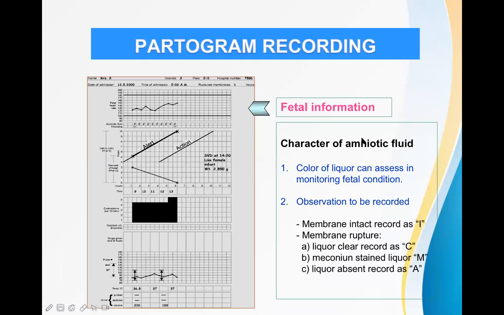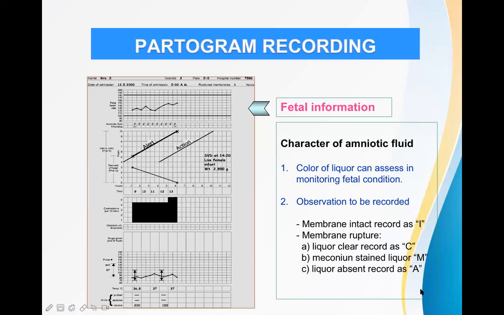The second important point is the character of amniotic fluid. Many times we talk about this. Every student knows that by now, but there are certain practical points I have to provide for you. See here, if the membrane is intact, record as I. I means intact. This I is written here. If the membrane is ruptured and liquor is clear, it is recorded as C. Meconium stained liquor is M, and liquor absent is recorded as A.